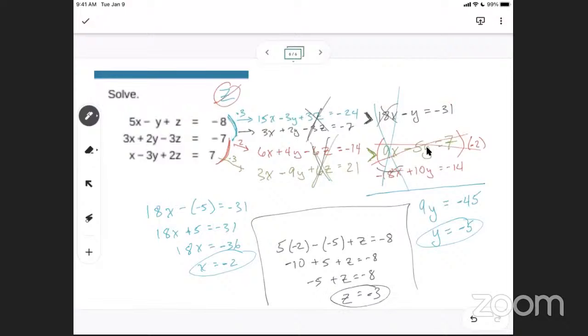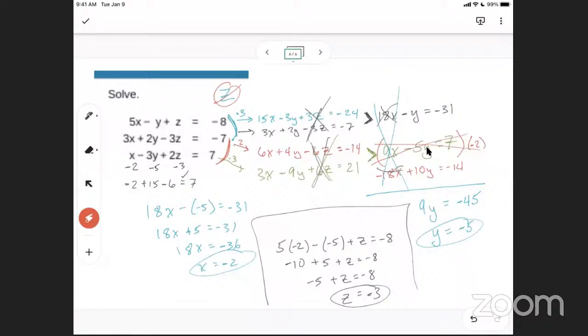There's my z. Let's see if it works. Let's plug it into the bottom equation and see if it works. If I plug in negative 2 and negative 5 and negative 3, I should get 7 when I do the math. So that's negative 2 plus 15 minus 6 equals 7. Is that true? It sure is. It's true. And therefore I know it's probably right. I could plug it into this middle one too to make sure, but I'm pretty sure it's right.